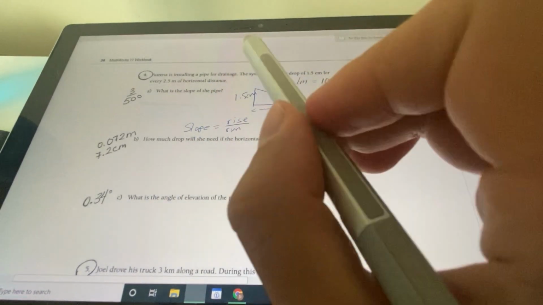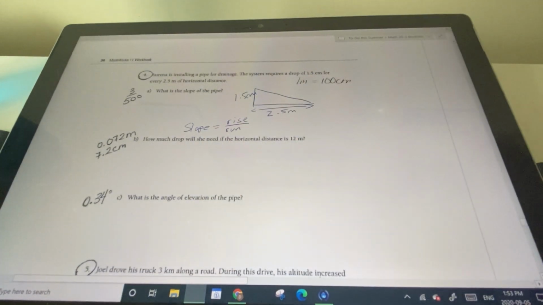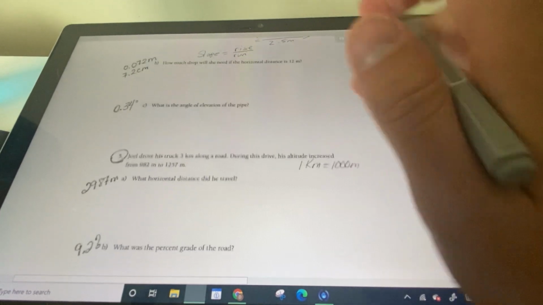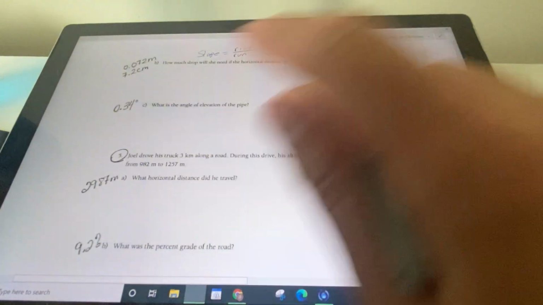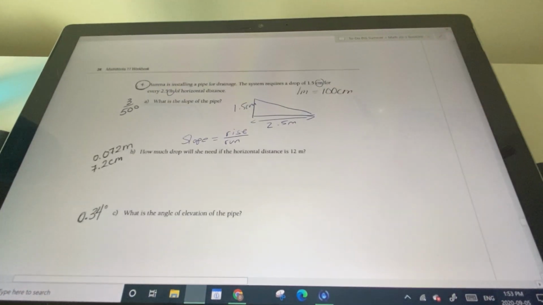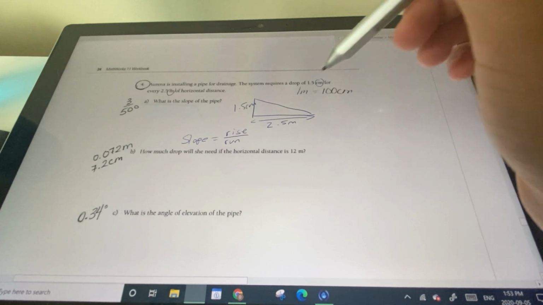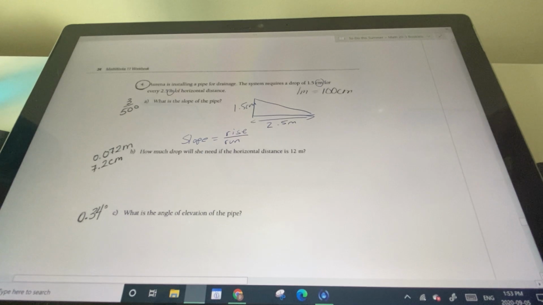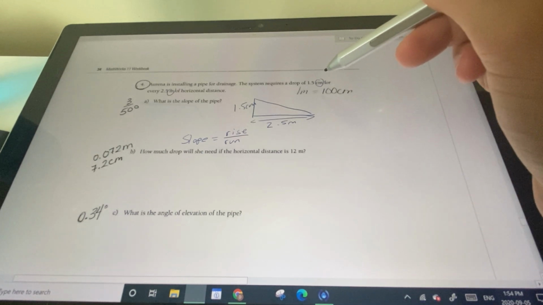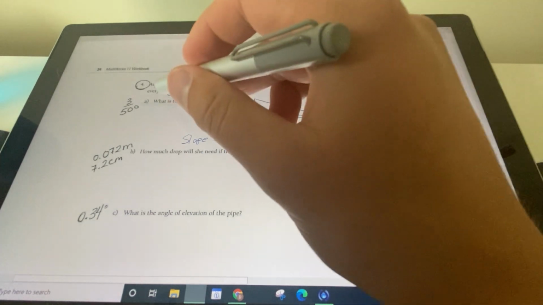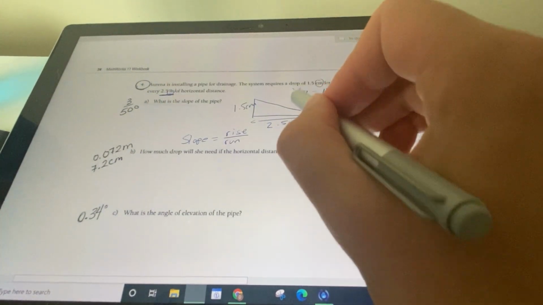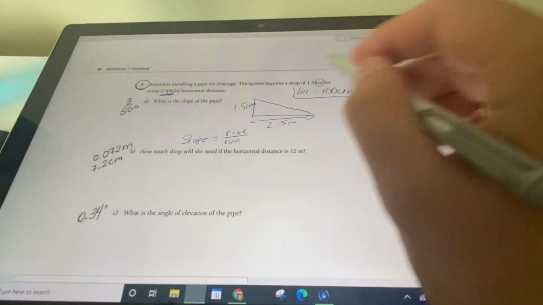Now it's huge to remember this initial calculation. You need to make sure you're working in the same units, okay? When you do number 5, you need to be working in the same units, okay? So here, before I plug these numbers in, these need to be in the same units. So as the system requires a drop of 1.5 centimeters for every 2.5 meters, I'm going to convert this into centimeters. They give us a ratio here. Remember, we can use that ratio.